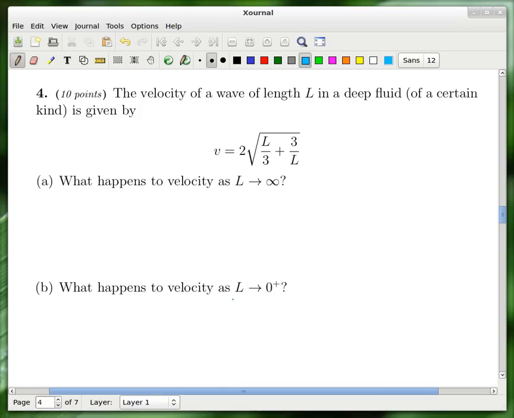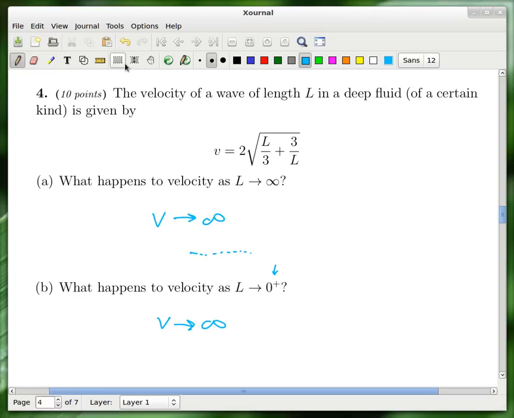So what happens as L goes to 0? I didn't say anything about this positive part, but that just means from the right, because what is a negative wavelength? That makes my head hurt. So only the positive ones make sense. So this means going to 0 from the right, from the positive numbers. As we just saw, as L goes to 0, V goes to infinity. So just to recap, V also went to infinity in this case, right?